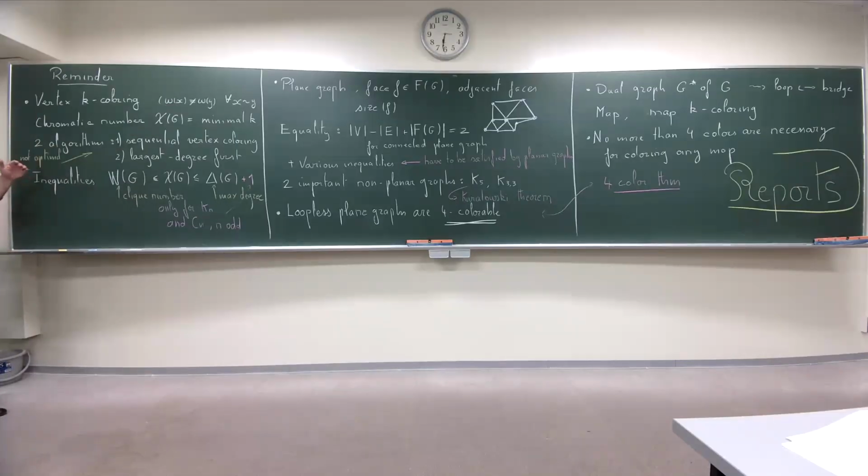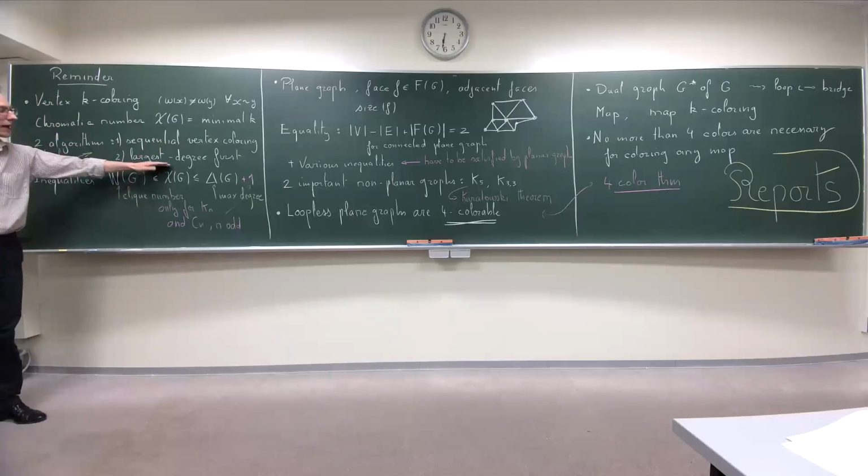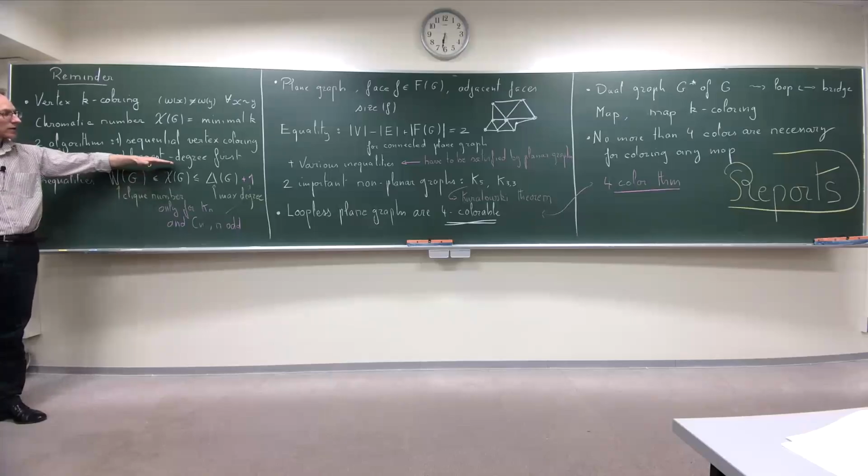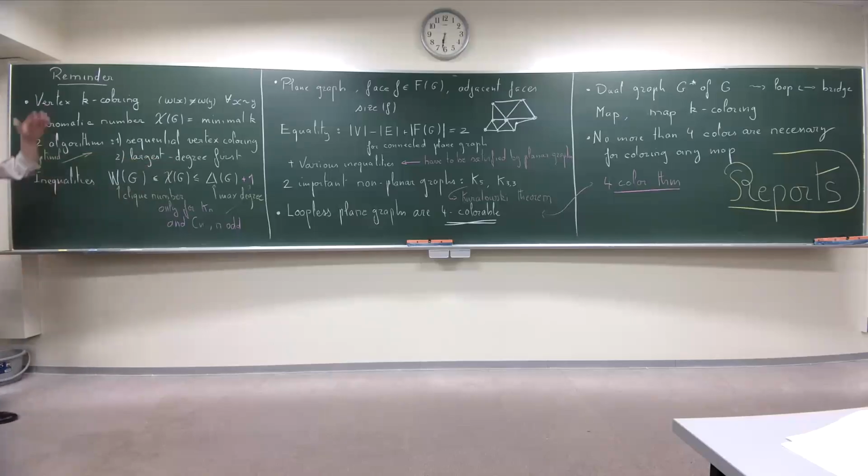And I presented quickly two algorithms in order to get such a coloring. It's either the sequential vertex coloring or the largest degree first. It means you start with the vertices with the largest number of edges, and then you go by decreasing order of number of edges. But nevertheless, these two algorithms are not very good. It depends on the graph, but for sure they are not optimal. And finding the minimal K is a hard problem. If I give you a complicated graph, you really need to work a lot to find the chromatic number.